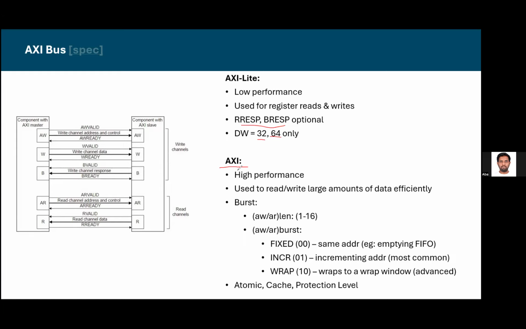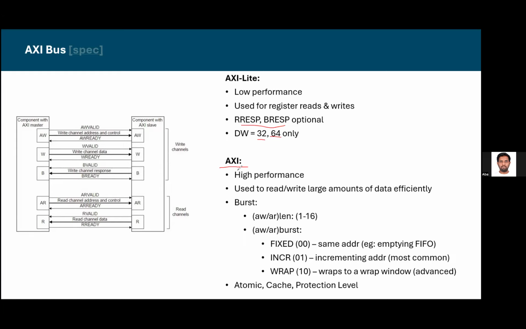And then the next one is the length. The length is how many beats, so how many clock cycles you are going to use. That is the length. It can be 1 to 16, and you can have varying lengths. Both together will form your entire burst.